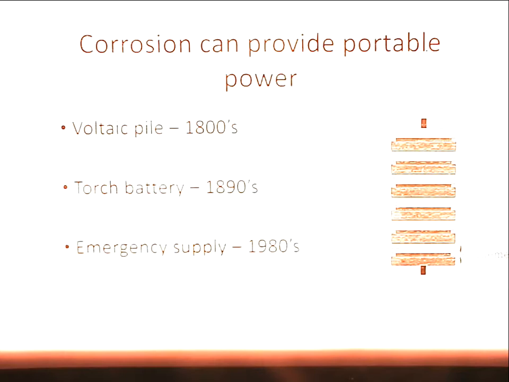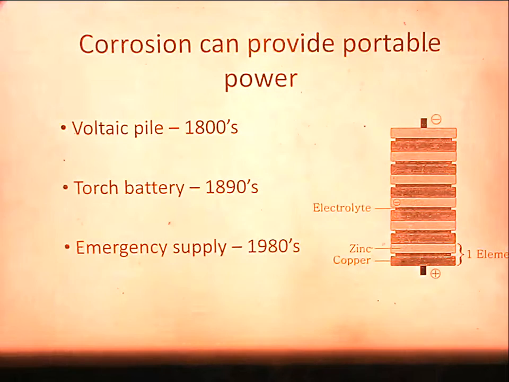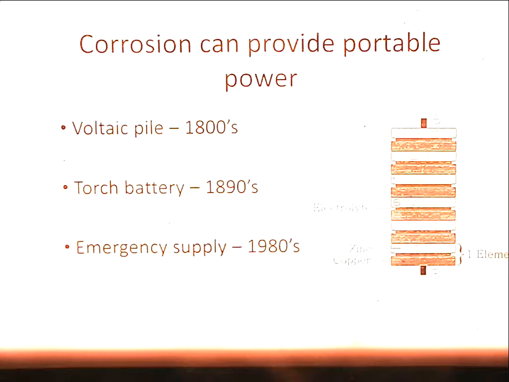So yes, galvanic corrosion can be bad because it gives localized attack of a material, but it can also be useful. Okay, I think we'll stop there. We'll talk about pitting corrosion and crevice corrosion and some other localized corrosions next time. Thank you.